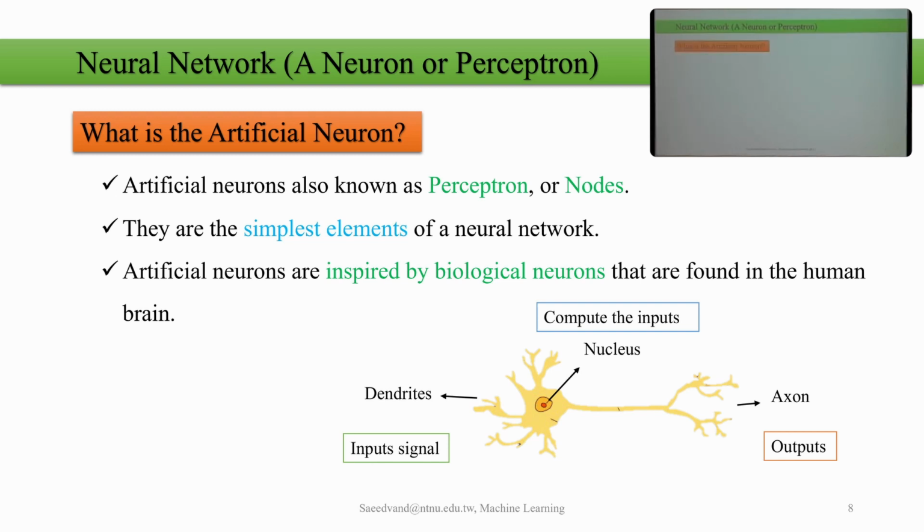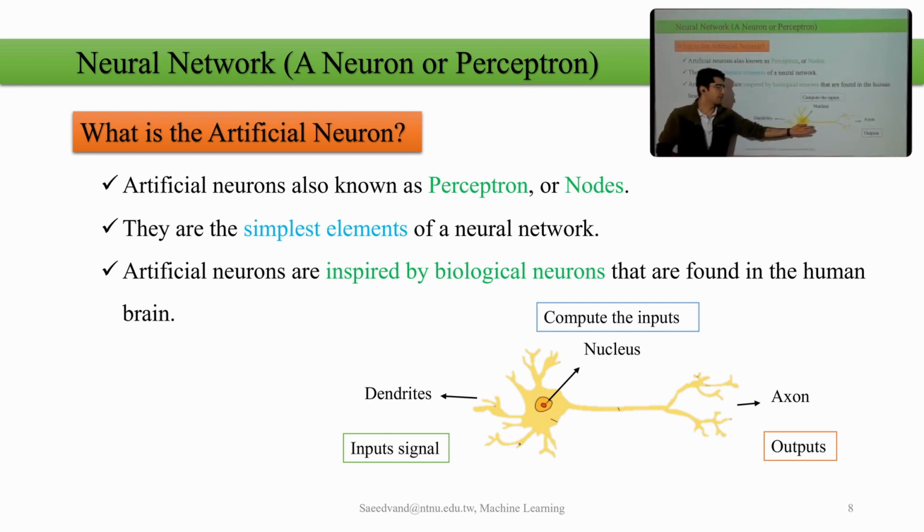To understand that, of course, we first need to start with the neural network, and we need to define a neuron or perceptron, simply. I'm sure most of you know, but let's have a look. What is the artificial neuron? Artificial neurons, also known as perceptron and node, are the simplest element of the neural network. Artificial neurons are inspired by biological neurons from nature. For example, in the brain you can find it.